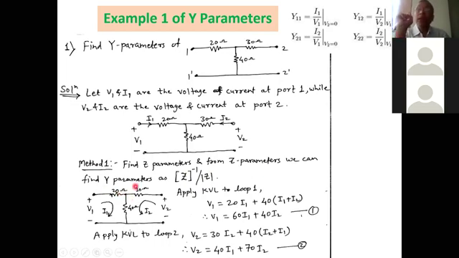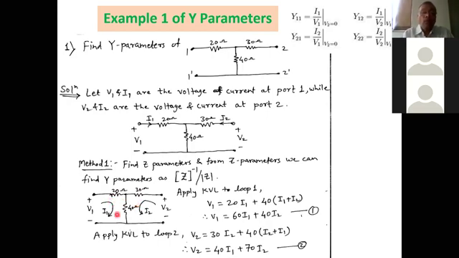So one method is you find Z parameters, as now you are familiar with calculating the values of Z parameters. Even if you find Z parameters, you will be able to find Y parameters. How? Let us see this. So this is the T network, and its Z parameters, which we have already found out as the first problem in Z parameters. Same network.